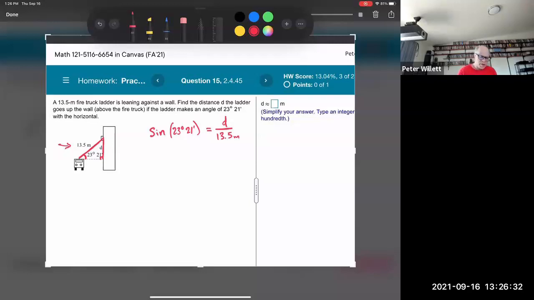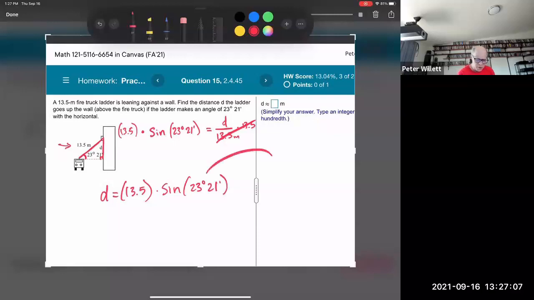All right, so before I type anything in a calculator, and then I can just do it all at once, to solve for D, it's divided by 13.5, so I would multiply by 13.5 on both sides. And these would cancel. And so then I'm going to get that D is equal to 13.5 times the sine of 23 degrees, 21 minutes.